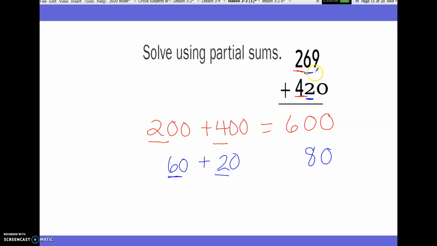Then I look at the part in the ones place. I have a 9 and a 0. So it's 9 plus 0. And 9 plus 0 is 9.